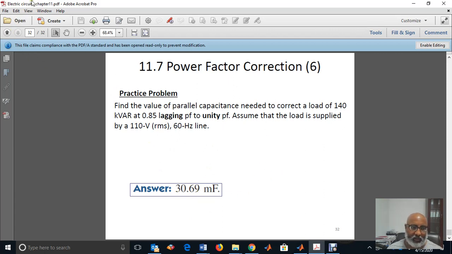So please redo the examples and the practice problems in this chapter. And with this, we finish the topic about AC power analysis.